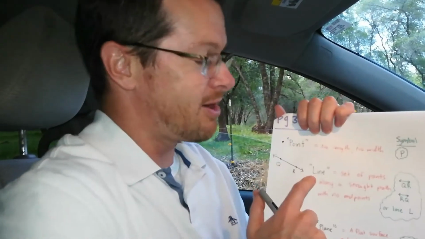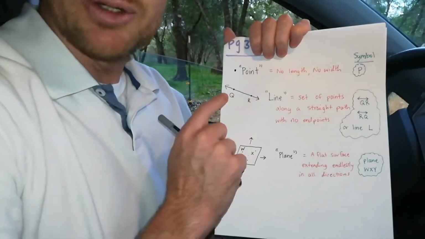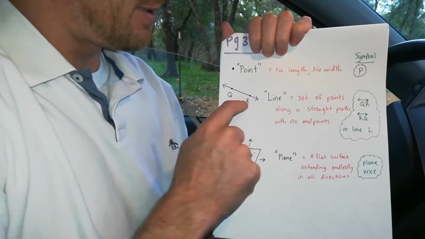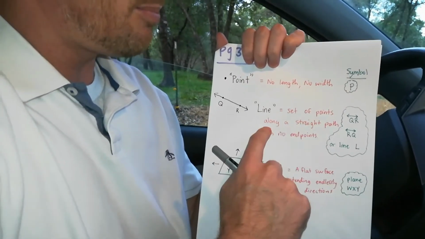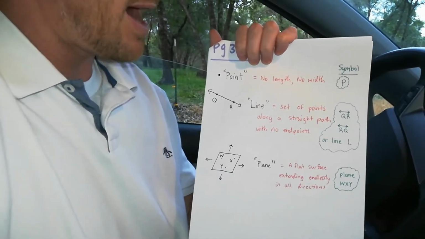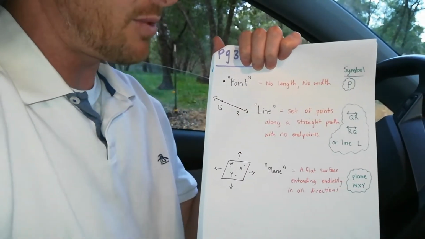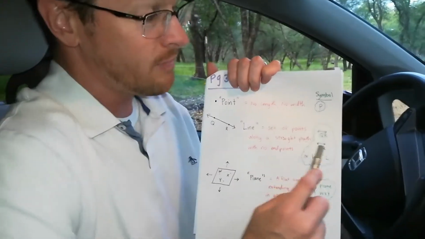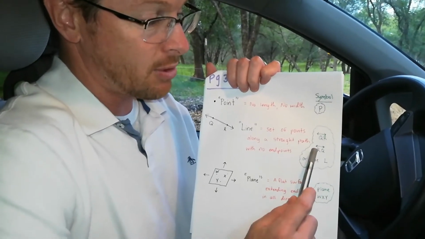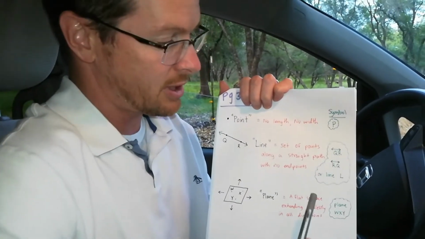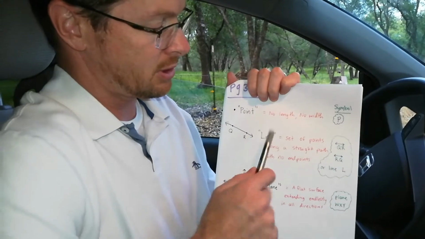All right, line. Sorry, stressed right now. Line, that's a line right there, QR. It's a set of all points along a straight path with no endpoint. So it goes on forever this way, it goes on forever that way. We can write it as QR with a line over the top, or RQ, because you can go back the other direction with the line. Or you can just say it's line L.